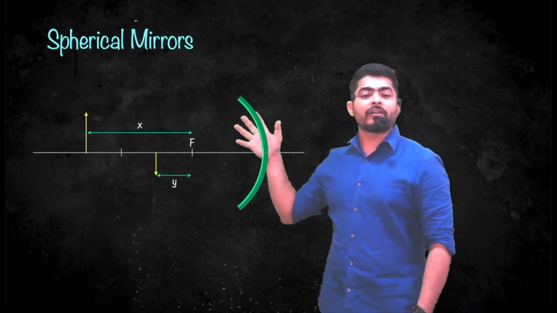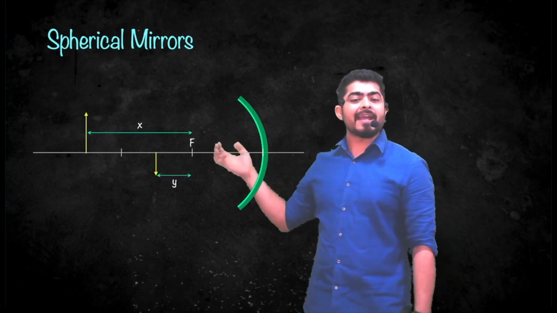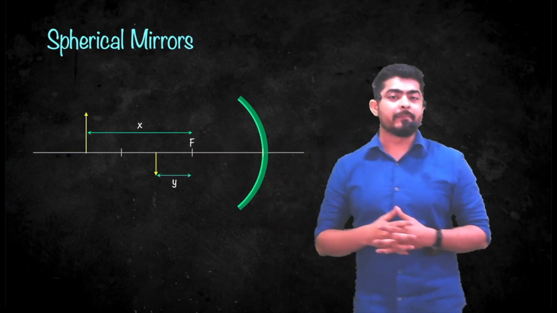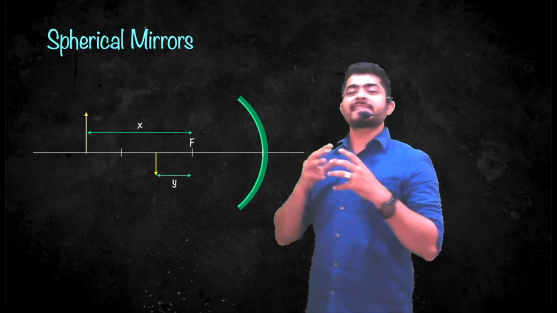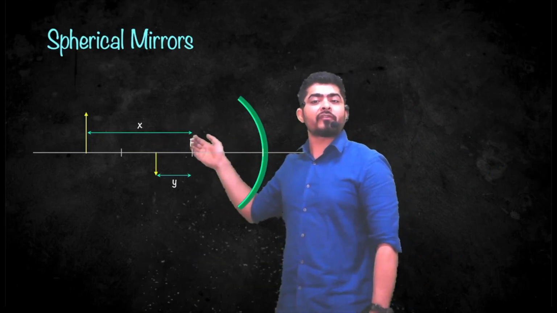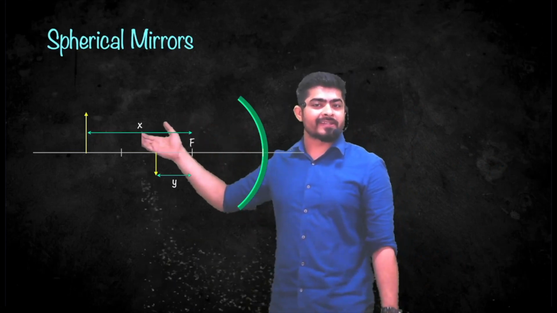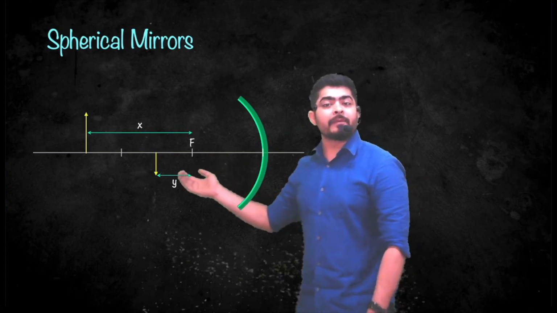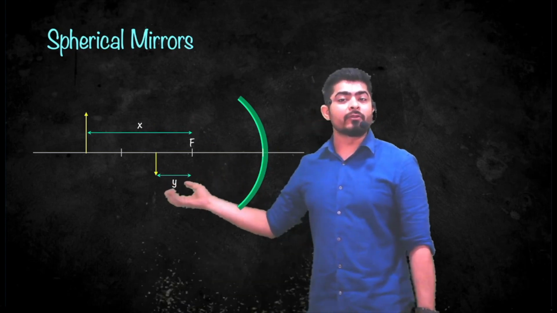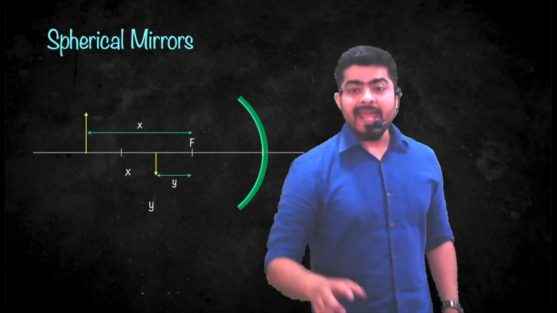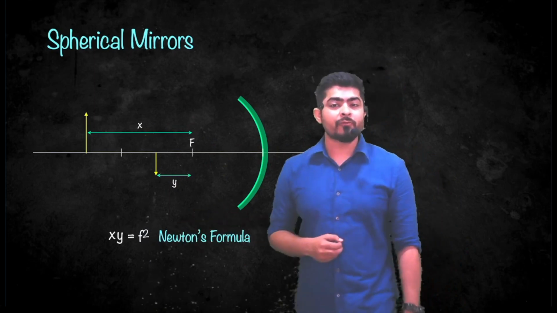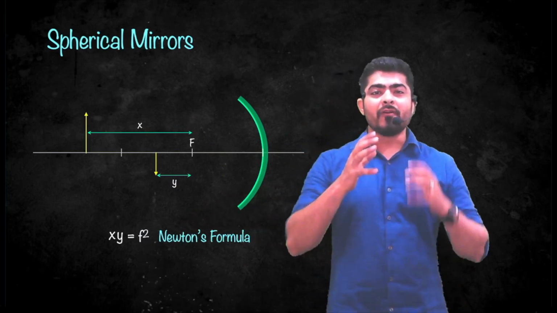So here I got a concave mirror, right? This is the principal axis, focus, object and the image. Now let's say the distance of the object from the focus is equal to x. Similarly the distance of the image from the focus is equal to y. Then xy becomes equal to f square. This is called Newton's formula.